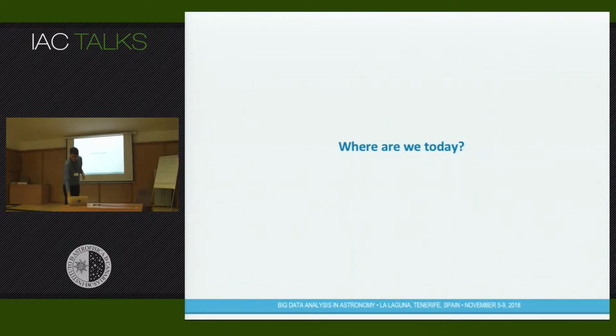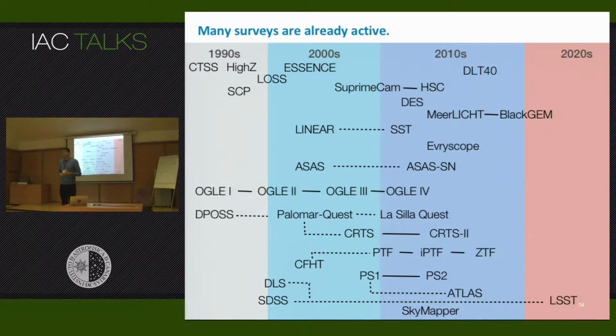Where are we today? So there are many surveys that are already active, and this is a plot that I really like. I got it from Eric Bellm, who's a project scientist on ZTF. Now the survey scientist is ZTF. I'm not sure where he got it, but it gives you an idea of the surveys that have started operating back in the 90s and going all the way out to 2020s, and the kind of, let's say, genetic relationship between the surveys, or how different teams kind of moved on from one survey to another.